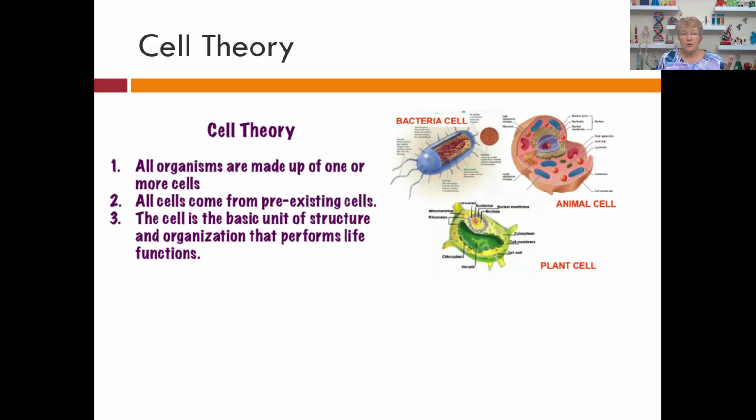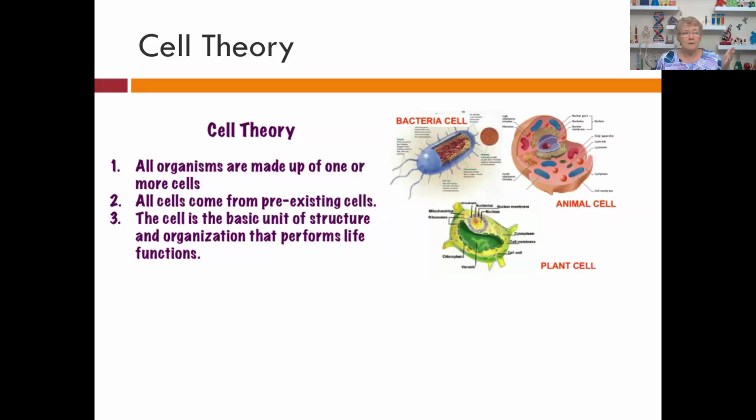Could be a single-celled organism like a bacteria, or it could be a multi-celled organism like a person. But anything living is made up of at least one cell. The second part of the cell theory is that all cells have to come from another cell. They come from pre-existing cells.